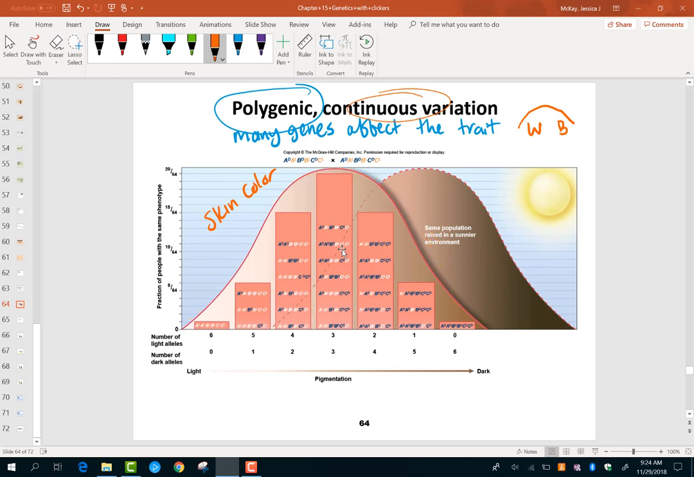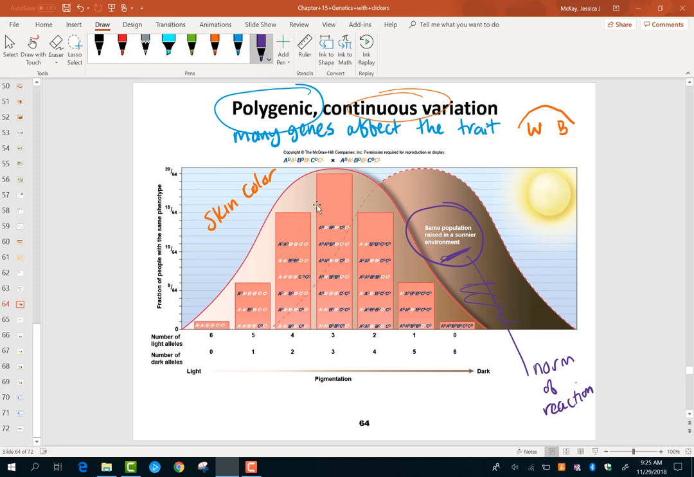And then this shows you, you can also have norm of reaction, right? So you have your skin color alleles, genes that affect your base skin color. But if you're out in the sun a lot or you go tanning, you're going to have a darker skin color. So it's not that we've changed your genetics, we've had your phenotype influenced by the environment. So this is a norm of reaction for skin color.